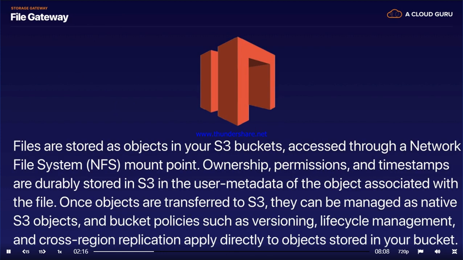So we'll start with File Gateway. This is basically where files are stored as objects in your S3 buckets, and they're accessed through a network file system or NFS mount point. Ownership, permissions, and timestamps are durably stored in S3 in the user metadata of the object associated with the file. Once objects are transferred to S3, they can be managed as native S3 objects, and bucket policies such as versioning, lifecycle management, and cross-region replication can apply directly to objects stored in your bucket. So you can have all the goodness of S3. It's basically a way of connecting your on-premise infrastructure to S3.